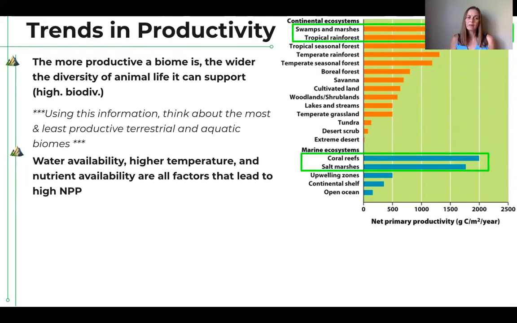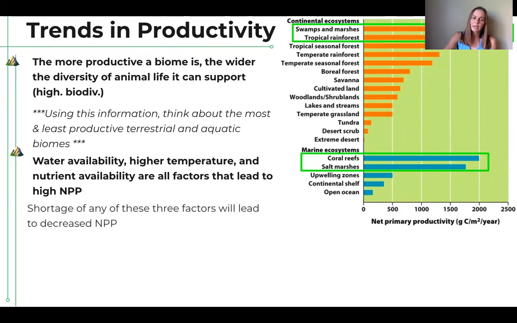And why is that? Well, you have lots of water availability, you have high temperatures, and you have high nutrient availability. If we think about the coral reefs and the salt marshes, those are shallow waterways. There's lots and lots of sunlight penetration. So we have lots of solar energy coming in. You also have high temperatures, which means that energy is going to be available. You have lots of nutrients, and the same thing with swamps, marshes, and tropical rainforests. Now, if we look at the shortage of any of those factors, we're going to have lower net primary productivity.